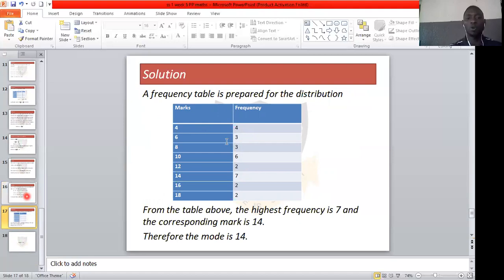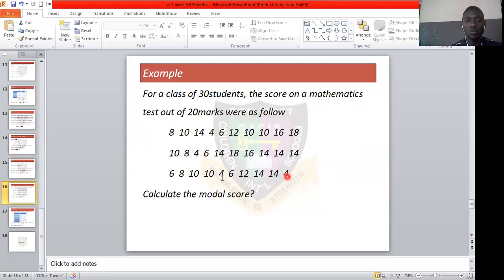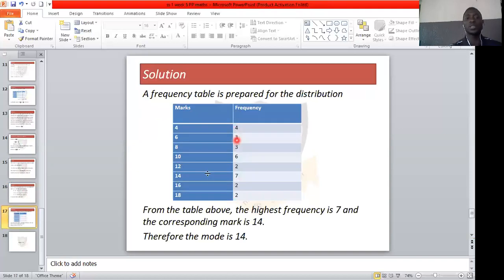How many times does 4 occur? 1, 2, 3, 4. It occurs 4 times. That's how you do it for all other scores. 6 occurs 3 times, 8 occurs 3 times, 10 occurs 6 times, 12 occurs twice, 14 occurs 7 times, 16 occurs 2 times, 18 occurs 2 times. So the highest frequency is 7.